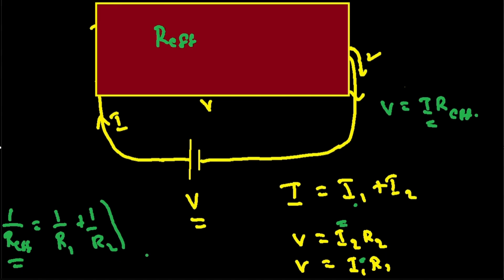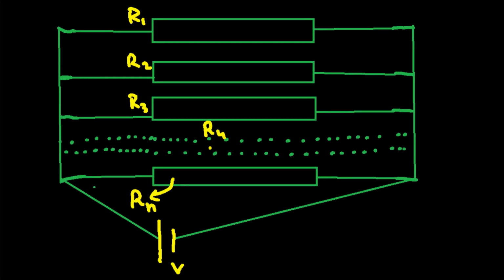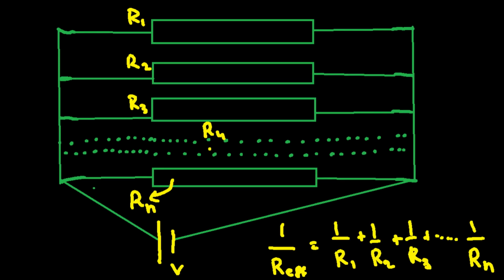So what would happen if there are n resistors that are connected in parallel? Then what would be the value of 1 by R effective? We can derive it the same way in which we derived the previous case. The 1 by R effective will be equal to 1 by R1 plus 1 by R2 plus 1 by R3 plus 1 by R4 plus dot dot dot 1 by Rn.